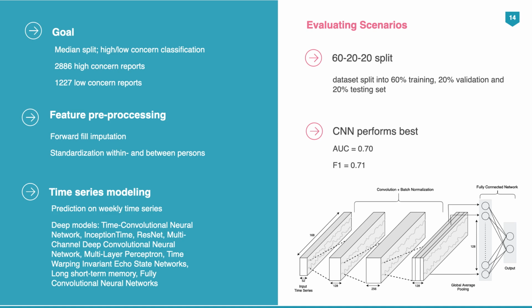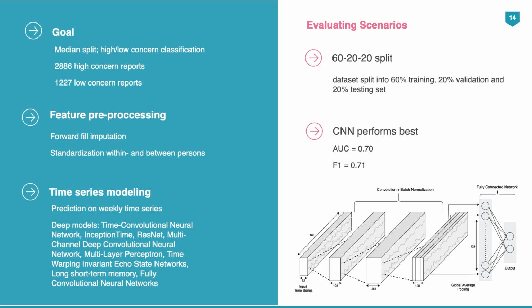The COVID concern was assessed every week, although not everyone answered it all the time, since it was optional. So we median split the participants' responses in order to create two classes, high COVID concern and low COVID concern. Note that we treated the problem as a time series classification task.